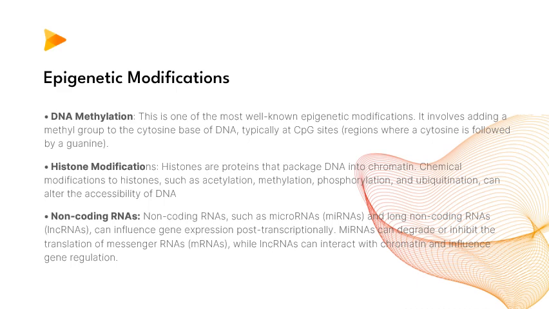Second, let's talk about histone modifications. Histones are proteins that package DNA into chromatin. Chemical modifications to histones such as acetylation, methylation, phosphorylation, and ubiquitination can alter the accessibility of DNA. For example, histone acetylation is generally associated with gene activation, while histone methylation can have different effects depending on which amino acid residue is modified and the extent of the methylation.